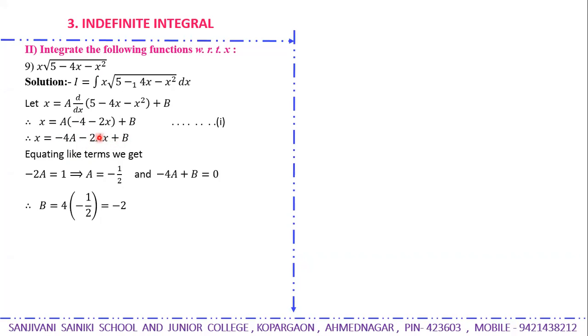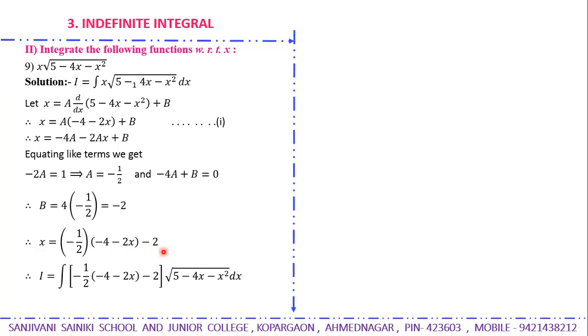So minus 2a is equal to 1 and minus 4a plus b is equal to 0. So a is equal to minus 1 upon 2 and b is equal to minus 2. So I can write this x as minus 1 upon 2 times minus 4 minus 2x minus 2. Multiply the square root to this bracket and then simplify.